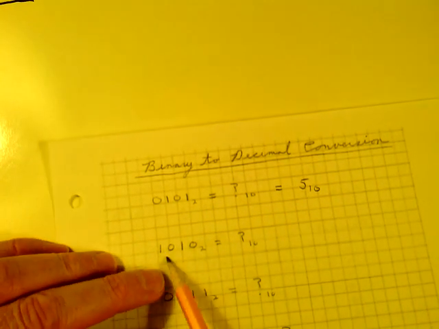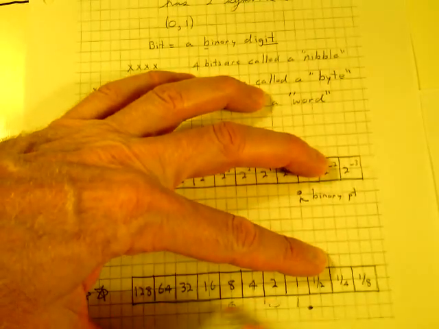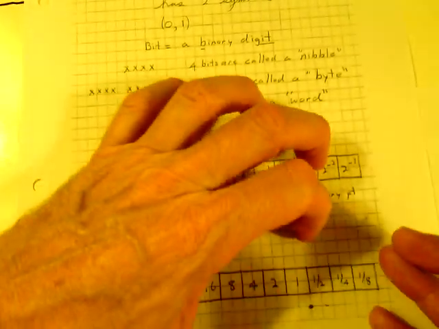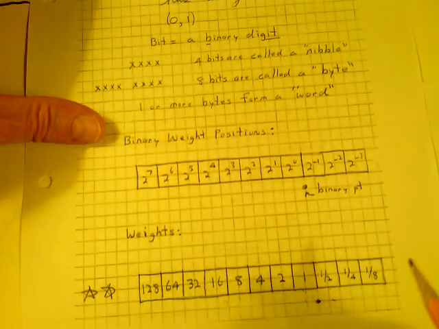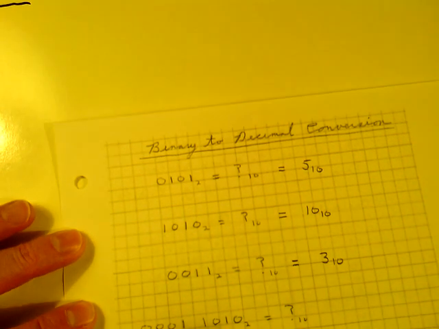That's a 5 in base 10. What about a 1, 0, 1, 0? Well, if you have the weight positions memorized, and you put in a 1, 0, 1, 0, you have weight positions of 8 and 2, which is 10. This one obviously down here is 3 in base 10. How about this one here?